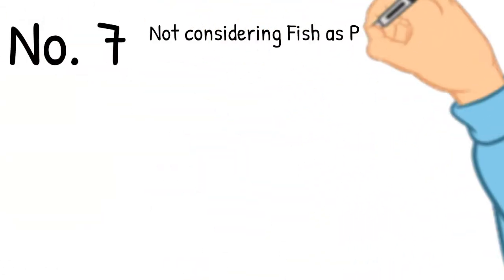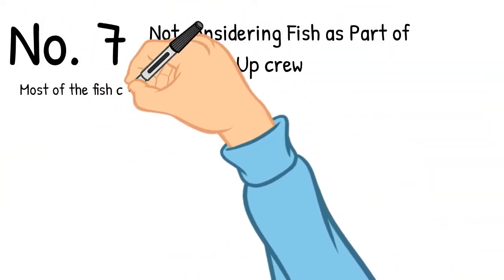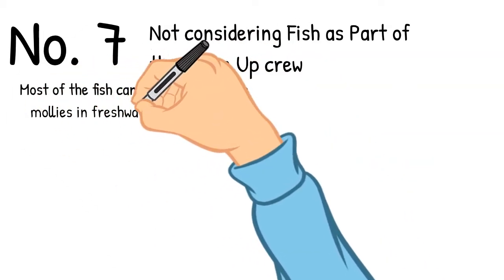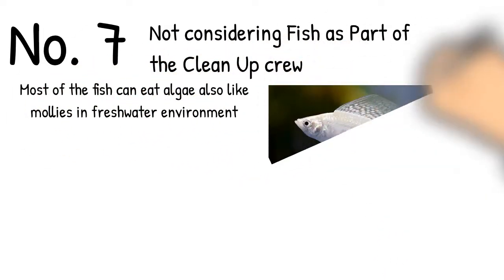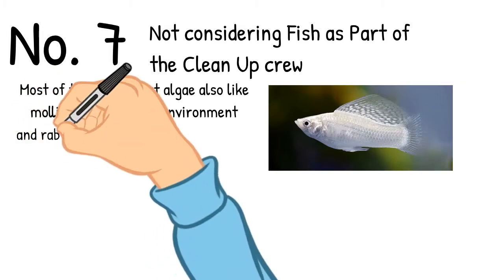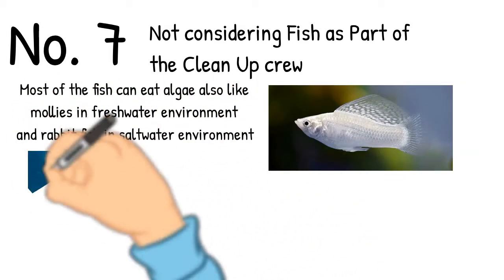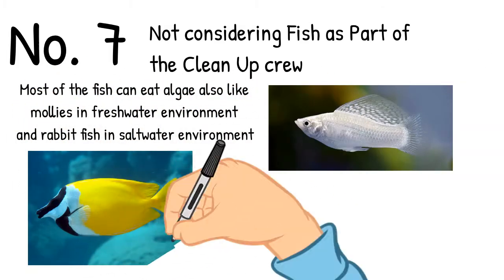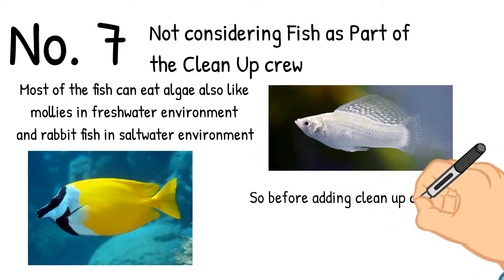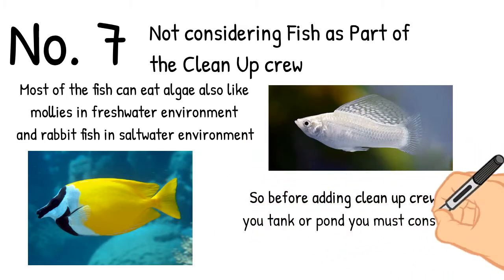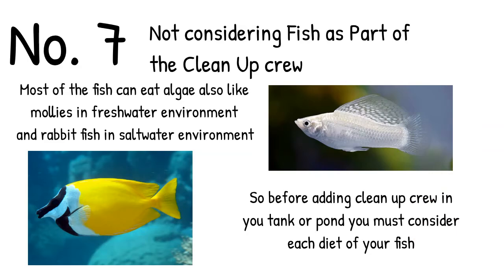Number 7. Not considering fish as part of the clean-up crew. Most of the fish can eat algae also, like mollusks in freshwater environment and rabbit fish in saltwater environment. Before adding a clean-up crew in your tank or pond, you must consider the diet of each of your fish.